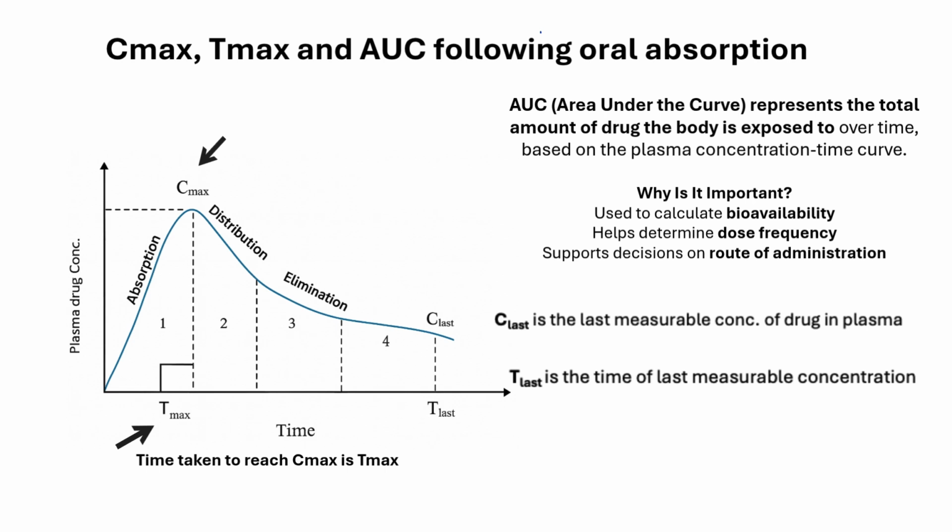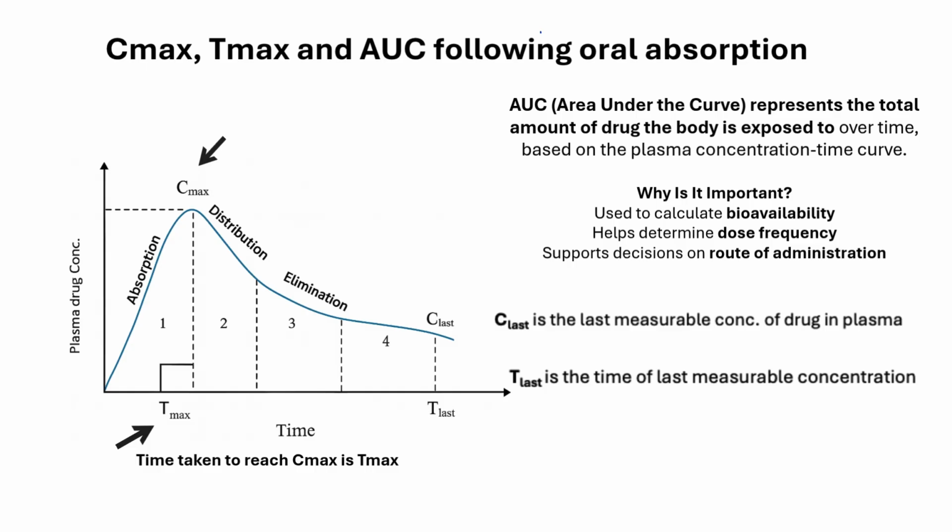The concentration of the drug in the plasma rises from 0. It reaches a peak value, and the peak concentration is called Cmax or concentration maximum. The time taken to reach Cmax is called Tmax or time maximum. The portion under the curve is called area under the curve, and this represents the total drug exposure.